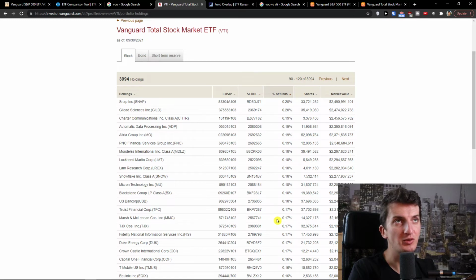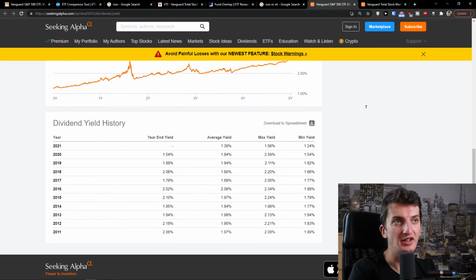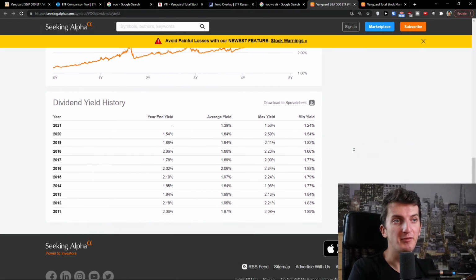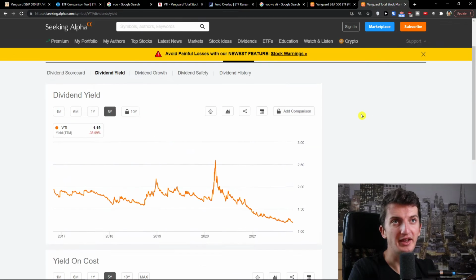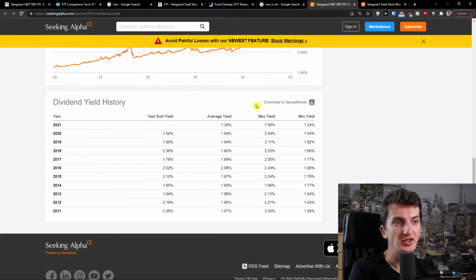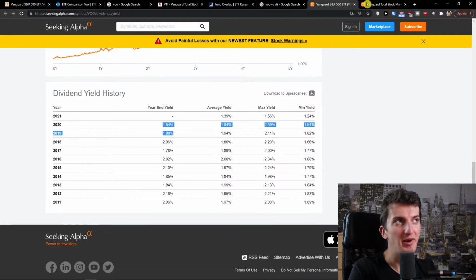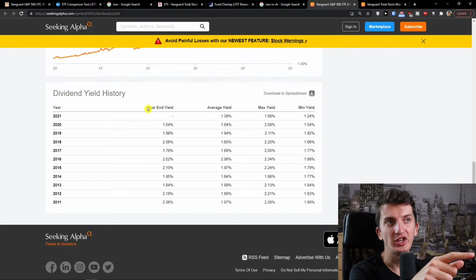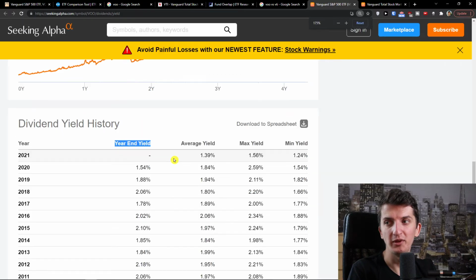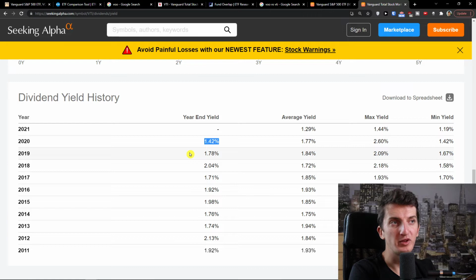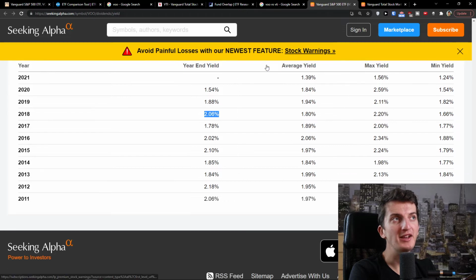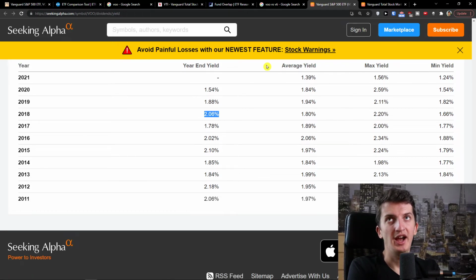Now, another huge thing that I want to show you is the year-end yield comparison between these two. This is VOO and the next one is VTI. You see clearly here that VOO got better year by year. Check this year-end yield here. I'm going to zoom it out for you so you can clearly see 1.54%, 1.88 and 2.06. Here 1.42, 1.78, 2.04.